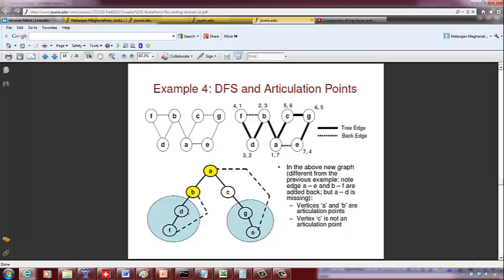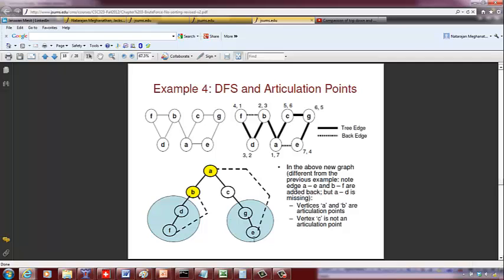Now, is D an articulation point? No, because you have one child node only for D, and the subtree rooted at F, which is this one, is connected above D. Now, is B an articulation point? The answer is yes, because there's only one child node for B, and within that subtree you have this subtree, and you don't go above B from this subtree.